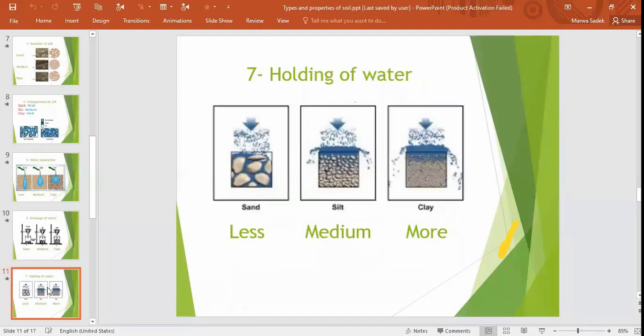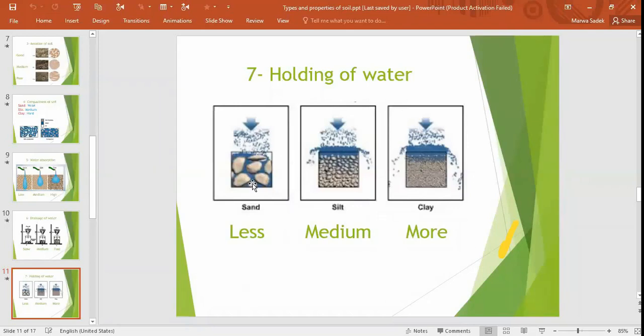What about number 7? Holding of water. Also, if you look at this picture, which one of them can hold, meaning carry, more water? If you look here, which one carries the water in it? Of course, the clay soil. Clay soil here can hold more water. Silt soil is medium in holding water.